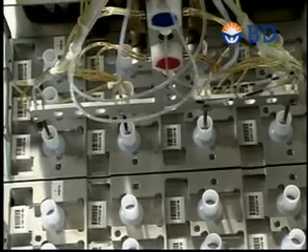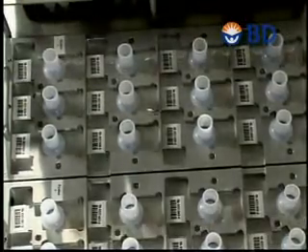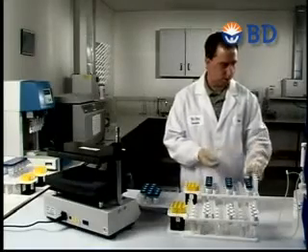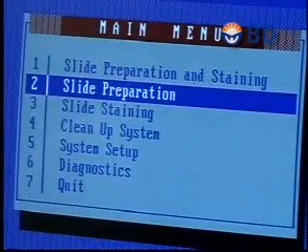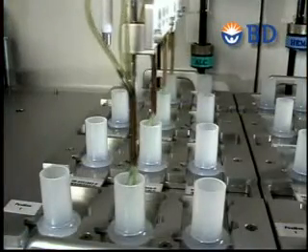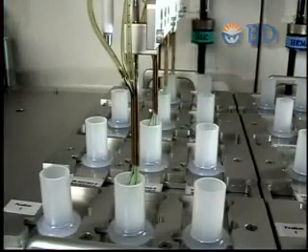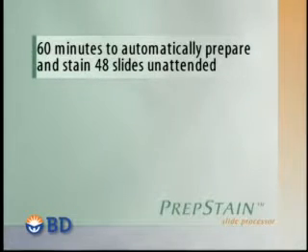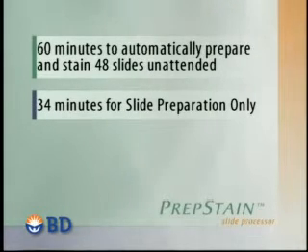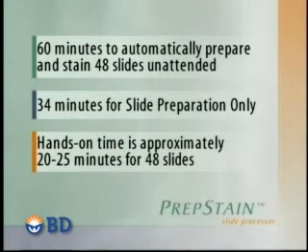The system provides an audible alert upon specimen completion, freeing the technician to do other things while the automated prep stain processes slides. During the preparation-only process, slides are dispensed in alcohol. The alcohol is simply decanted when ready to proceed with staining and cover slipping. The prep stain system takes about 60 minutes to automatically prepare and stain 48 slides unattended, or 34 minutes using slide preparation only. Hands-on time to complete the pre-processing steps is approximately 20 to 25 minutes for 48 slides.